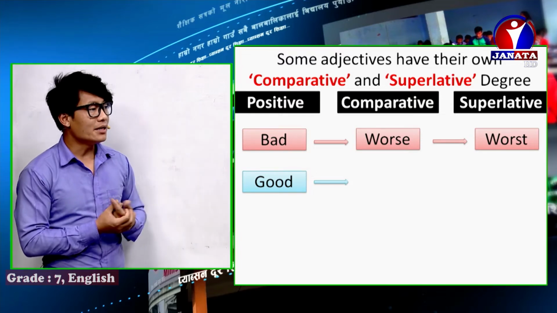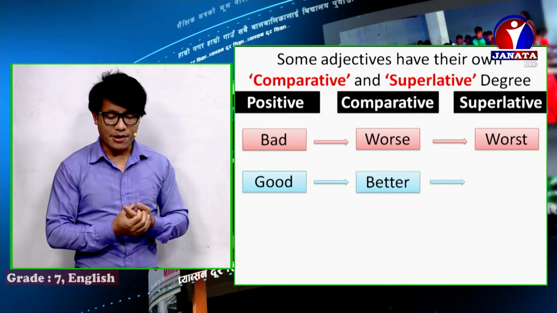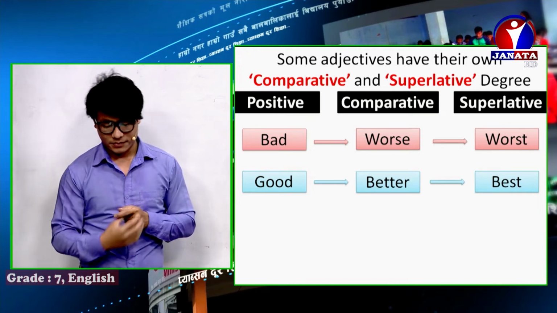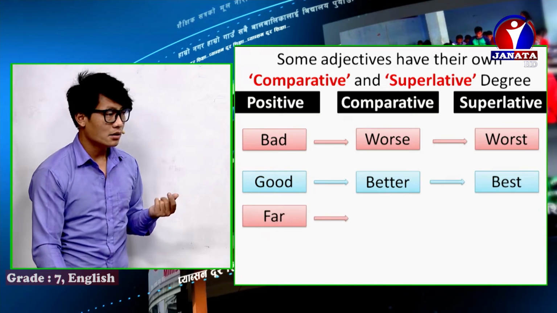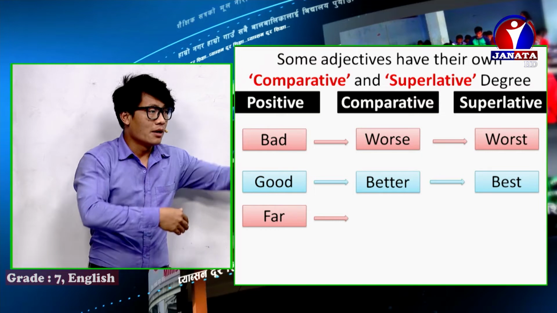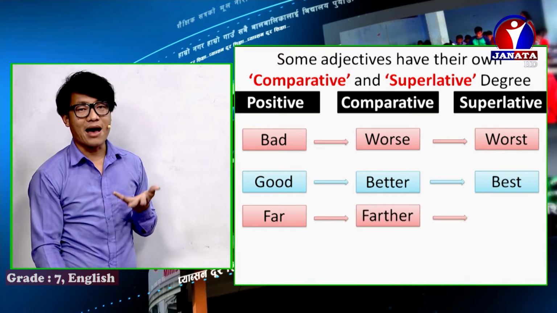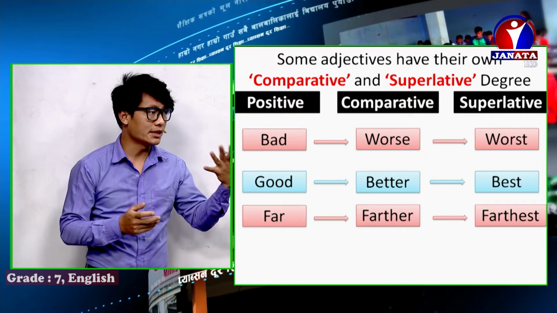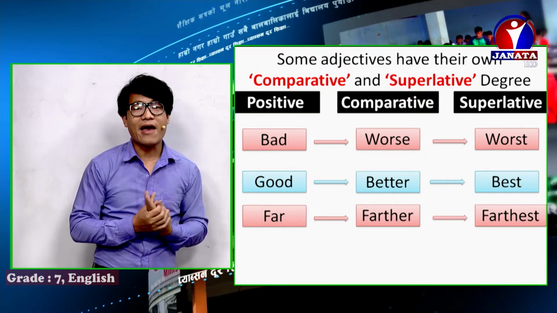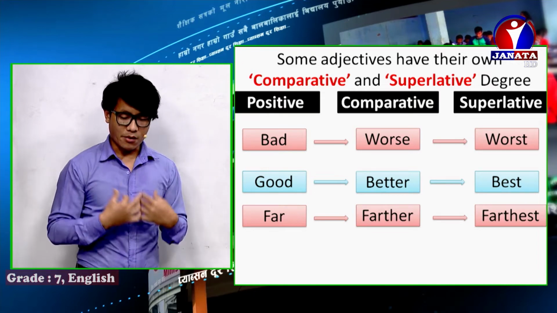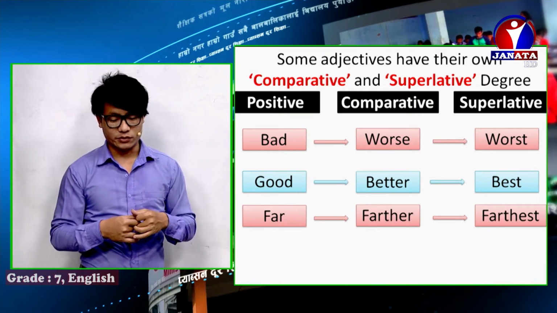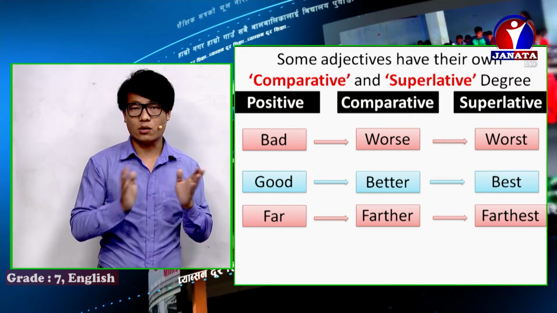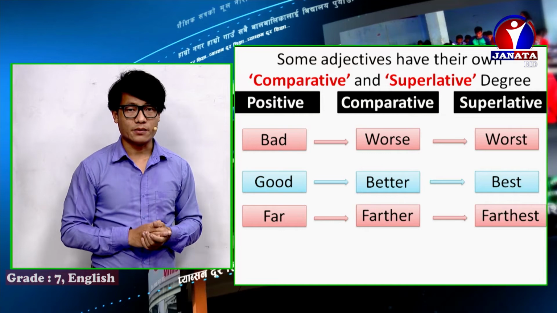Okay, and there is good. Good, comparative is better, and superlative is best. Another is far, which talks about distance. Far, comparative is farther, and superlative is farthest. So these adjectives have their own comparative and superlative, so we cannot change them by adding ER and EST. They have their own forms.